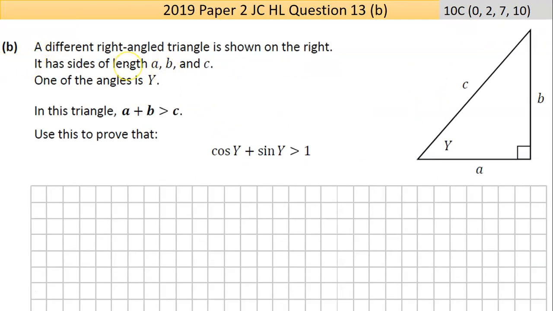Now part B is a little more challenging in how it looks. Almost reminiscent of Leaving Cert honours, basic Leaving Cert honours. It says here that a different right angle triangle is shown on the right. It has sides of length A, B, and C. One of the angles is Y. Then it says in this triangle, A plus B is greater than C. If you add the sides A and B, they're going to be greater than C. Use this to prove that cos of Y plus sine of Y is greater than 1.